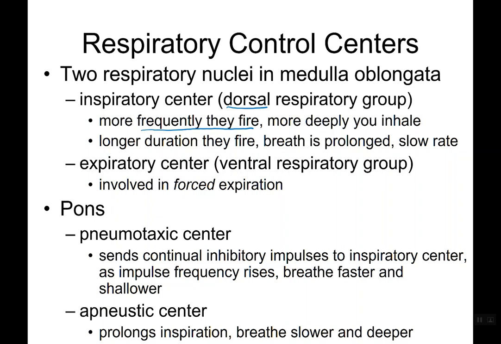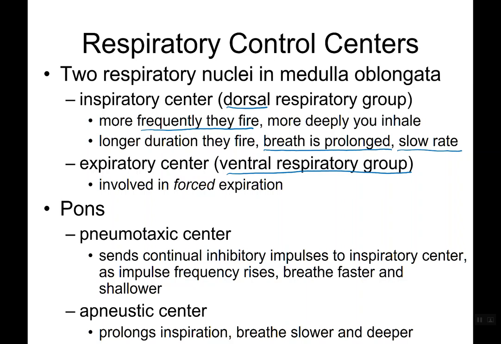Longer duration of firing, so if you get one long burst, means that an individual breath is prolonged, slowing your average breath rate. The expiratory center, which is also called the ventral respiratory group, is involved in forced expirations. Remember, forced expiration involves screaming, yelling, or involuntary forced expiratory behaviors like coughing.